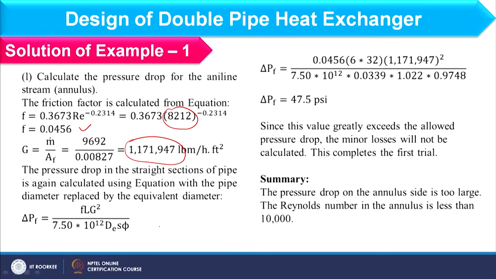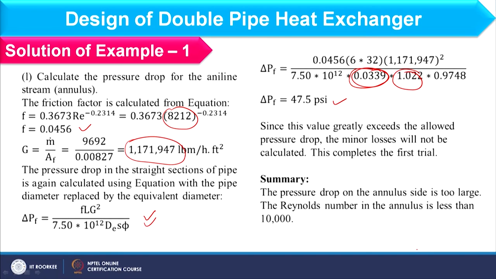And further we can find the pressure drop in the straight pipe and the pressure drop in the return pipe. So we will first calculate the pressure drop in the straight pipe. You have all the values, including the specific gravity of aniline, the annulus, and the equivalent diameter, right? So the pressure drop in the straight pipe you can find as 47.5 psi, fine. Here you should not calculate the pressure drop in the return bend, because this pressure drop is already exceeding the permissible limit, which is 20 psi, fine. So here my design becomes infeasible.